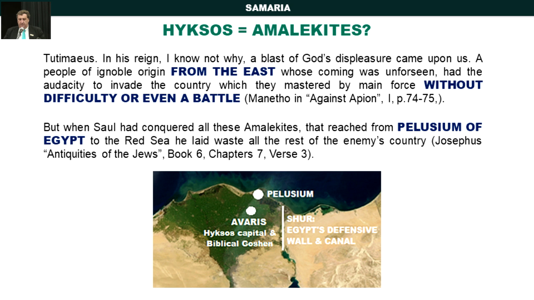Now, the Egyptian priest Manetho says the following about the Hyksos and their conquest of Egypt. "Tutimaeus, in his reign, I know not why, a blast of God's displeasure came upon us. A people of ignoble origin from the east, whose coming was unforeseen, had the audacity to invade the country which they mastered by main force, without difficulty or even a battle."